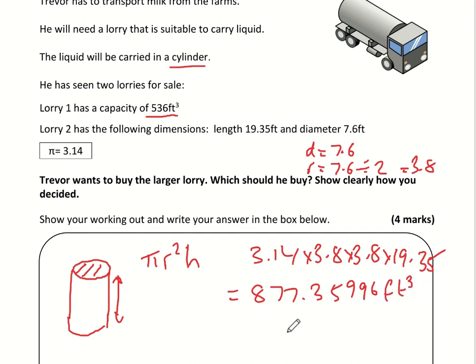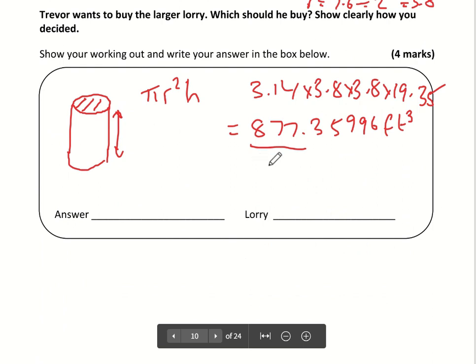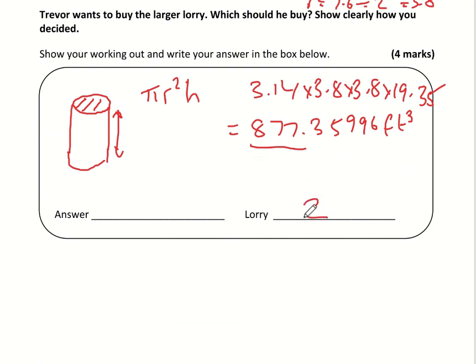So which lorry is the bigger lorry? What's the one with the bigger capacity? So we're comparing 877 to 536. Okay, so no contest, it's lorry 2. This number was so much bigger than this number that it makes me suspect I've got something wrong. Normally the values when you're comparing are often quite close, but I have double checked this answer and it is correct. So the answer here is lorry 2.